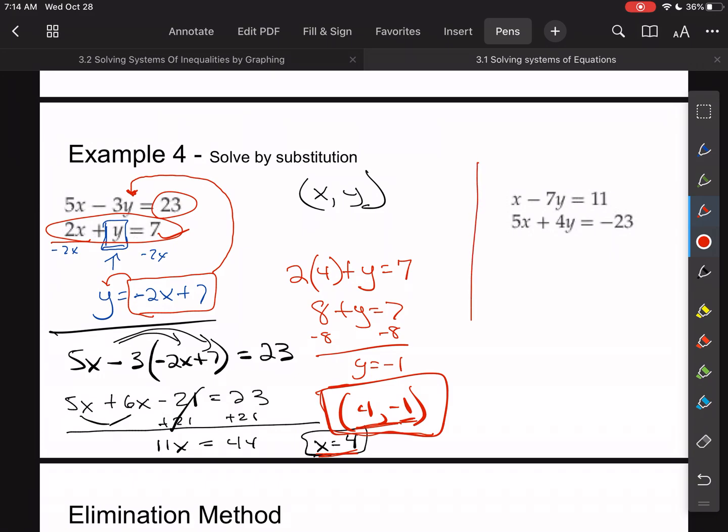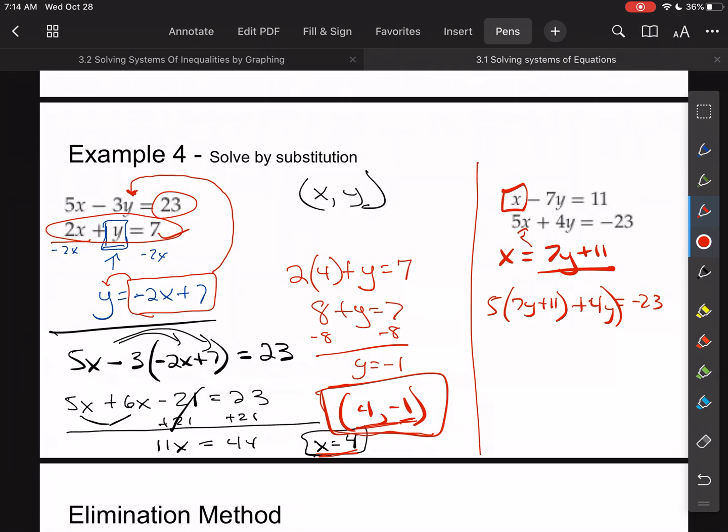All right, so let's try this again with this one. For this one, I'm going to solve for this x. So I'm going to have x is equal to positive 7y plus 11. I'm going to take that and plug it in for this x. So 5 times 7y plus 11, plus 4y equals negative 23. Now I'm going to solve this. There we go. I'm going to distribute it out.